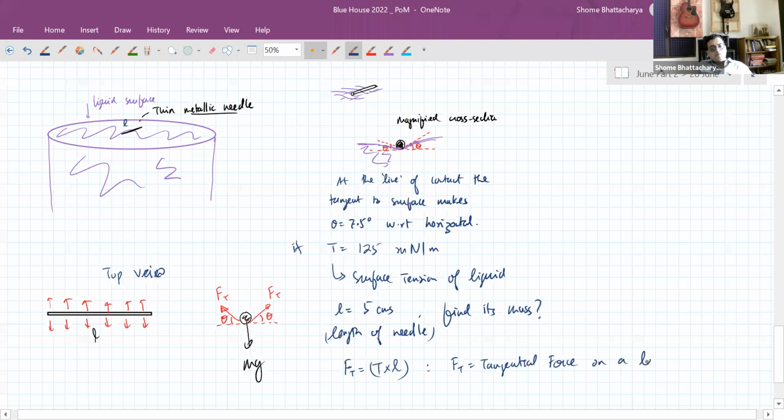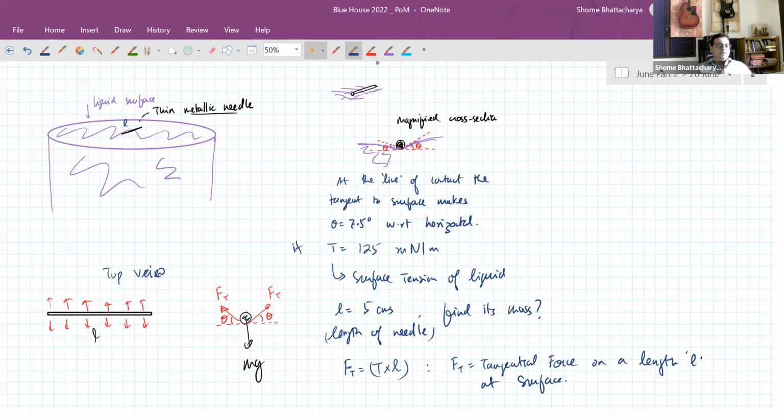on length L at the surface. This is in contact with the liquid molecule. So the liquid molecules are applying surface tensional forces of total magnitude F into L from either side like this. Okay. So based on this, now you can work out.